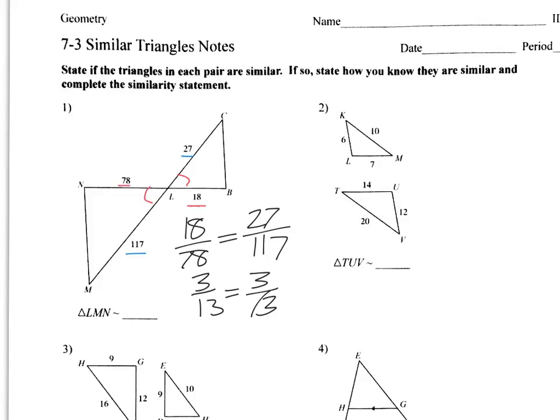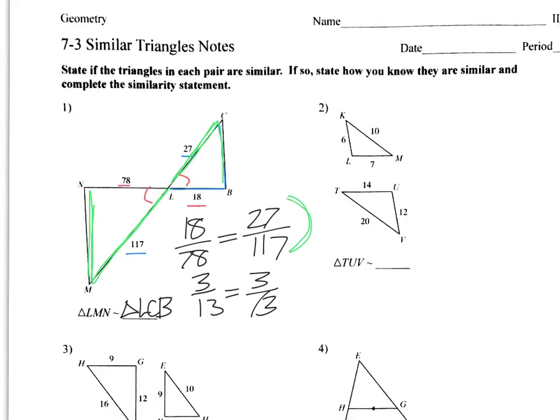Now, I have to write my similarity statement. In the small triangle, I'm going to go L, B, C, and see if that matches up. Well, no, because that would go L, N, M. I've got to make it match L, M, N. So if we go to the big one first and trace it, L, M, N. Then the other one would go, since L to M was 117, L to C is 27, and those two sides went together back over here in our ratio. So that would go LCB. So down here I'm going to write triangle LCB.